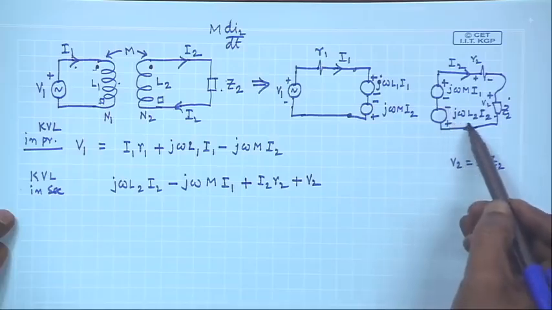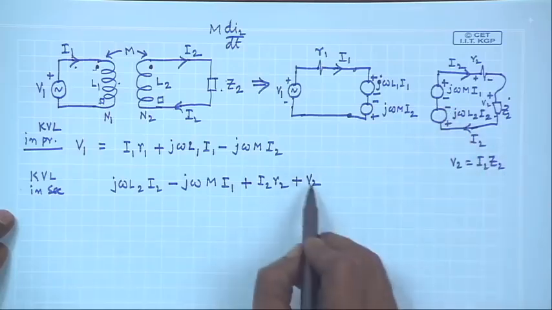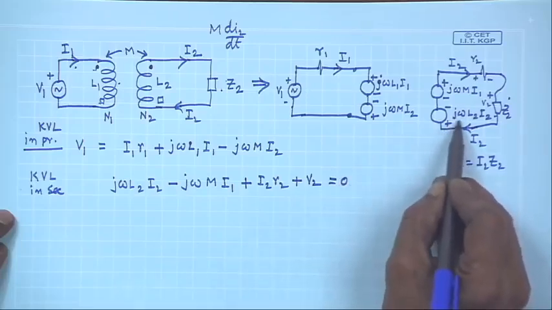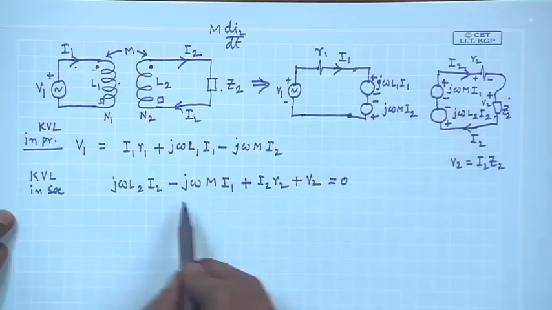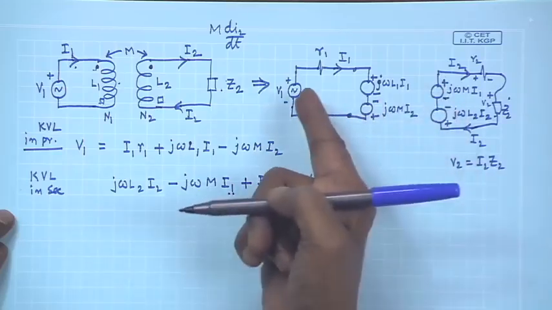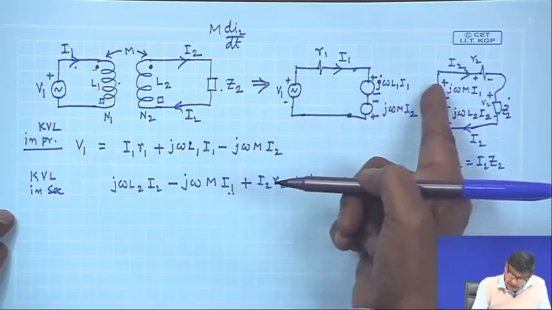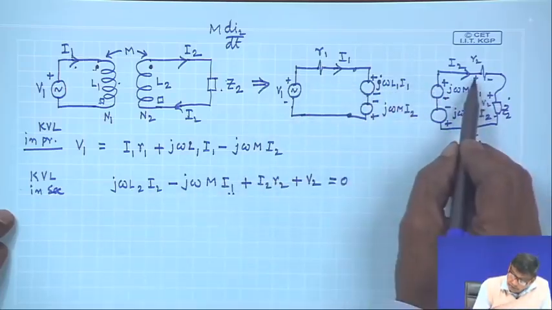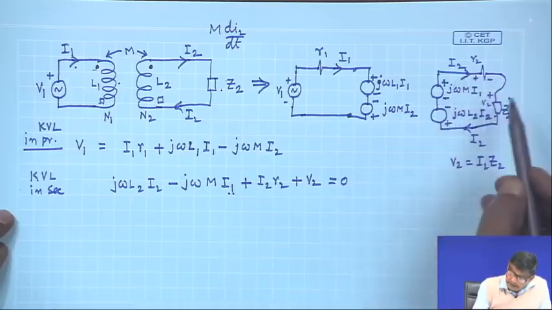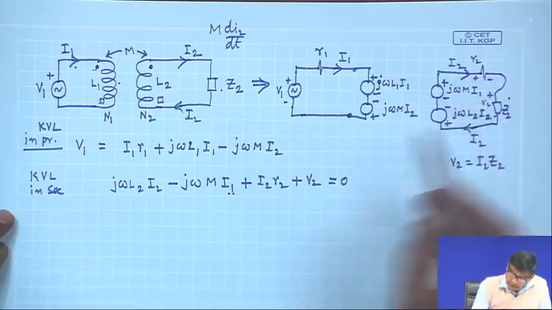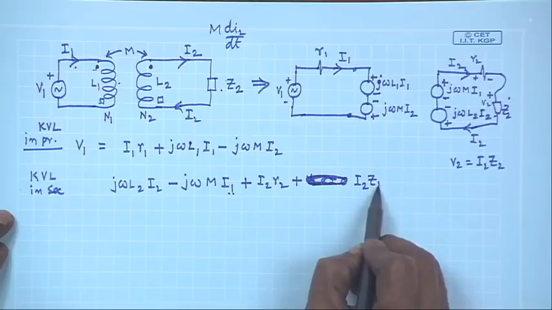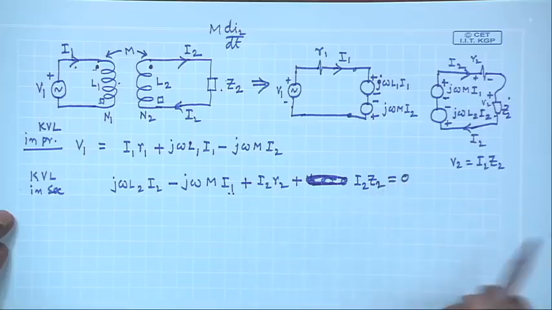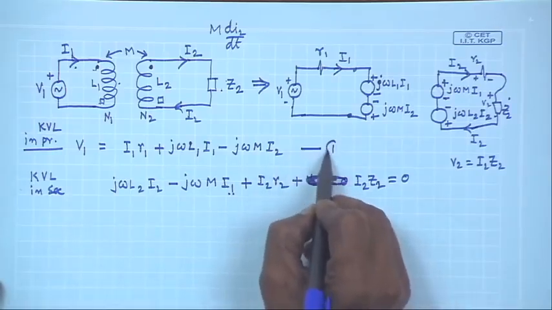Plus to minus, if I am going, and this is equal to 0. So, j omega L 2 I 2, then plus j omega M I 1, because of this coil current there is additional voltage here, then plus I 2 R 2, once again plus to minus, and plus to minus V 2, and this V 2 is of course I 2 into Z 2. I can write like that, equal to 0, that is all. So, these are the two basic equations 1 and 2.